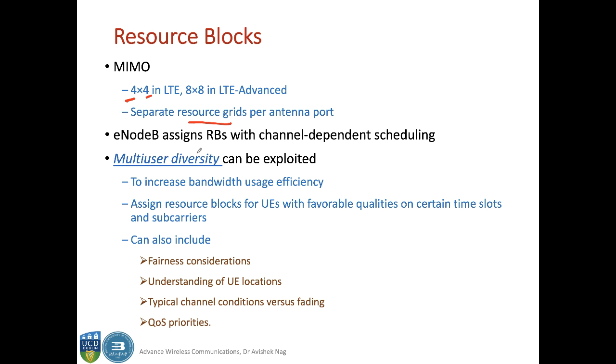Okay, and the eNode B actually assigns the resource block with channel dependent scheduling. Okay, so this channel dependent scheduling is done to exploit the multi-user diversity. So what is meant by multi-user diversity? So let me explain.